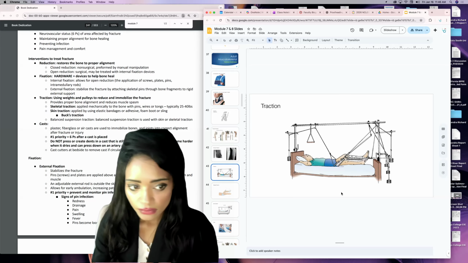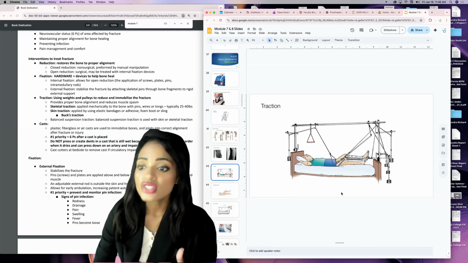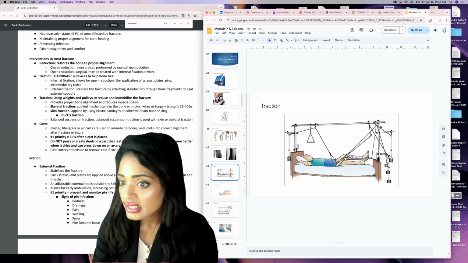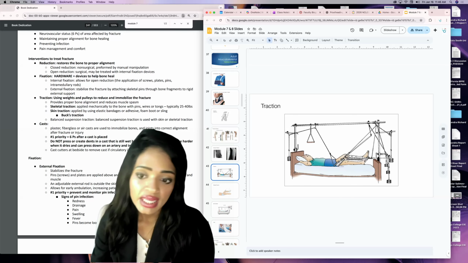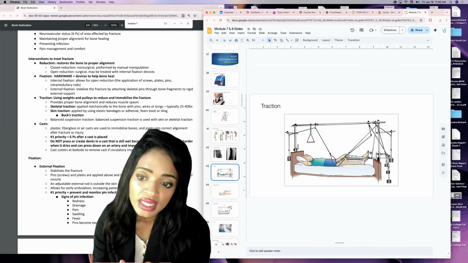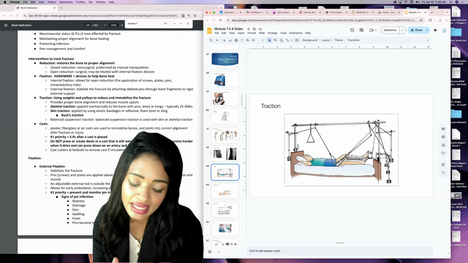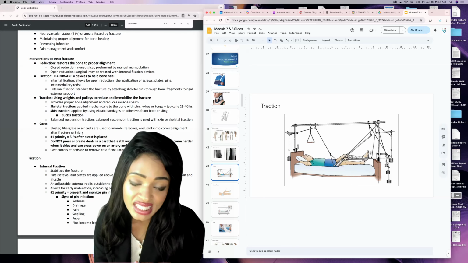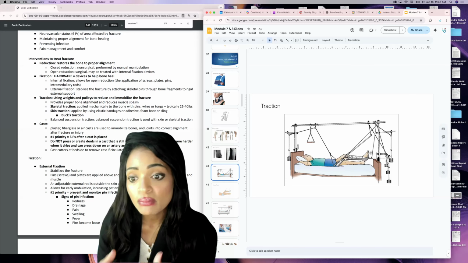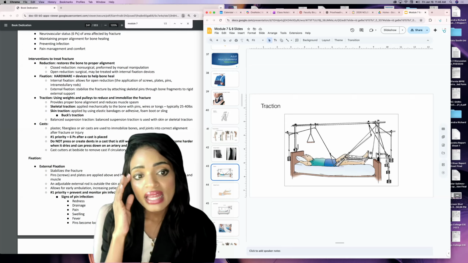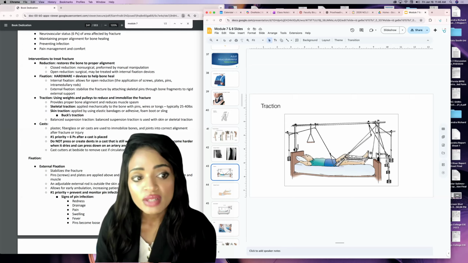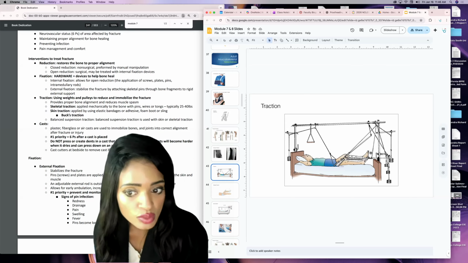Remember, traction uses weights, so you can see the weights here, and pulleys and ropes. This setup pulls on the leg in a way that keeps the broken bones in proper alignment, and also the patient can't move. It's immobilizing the patient so that the fracture can heal. And when we keep broken bones in proper alignment, we reduce muscle spasm.